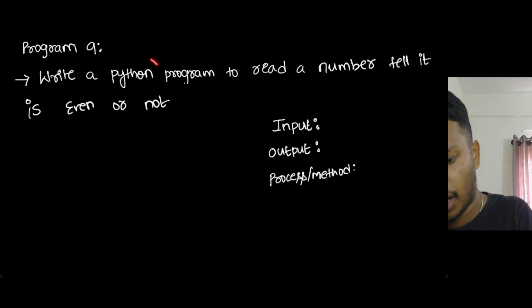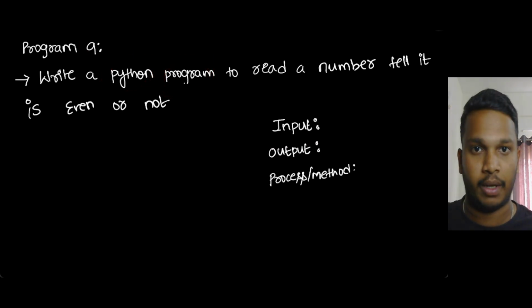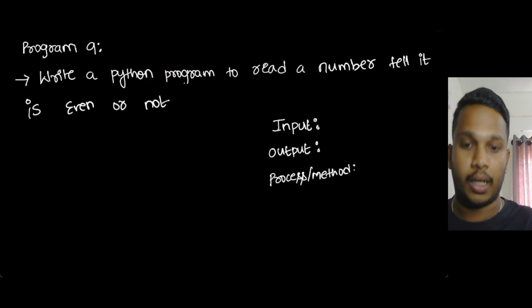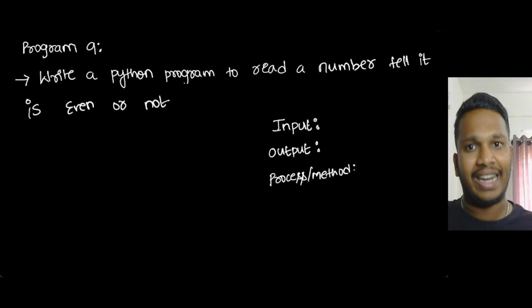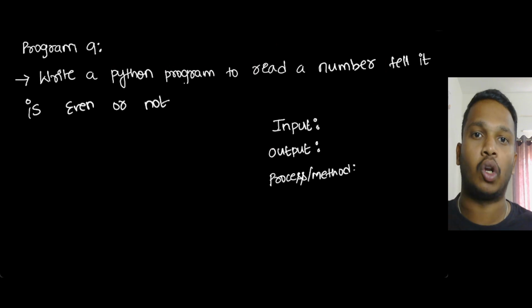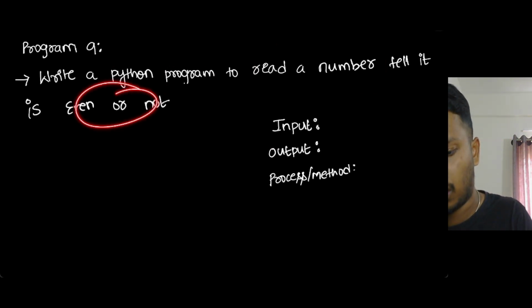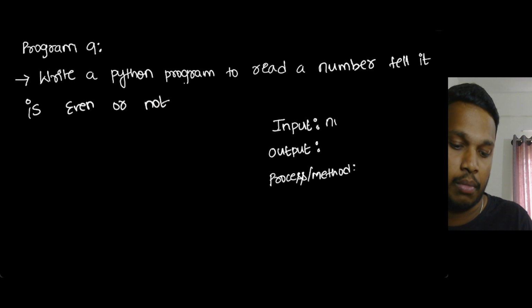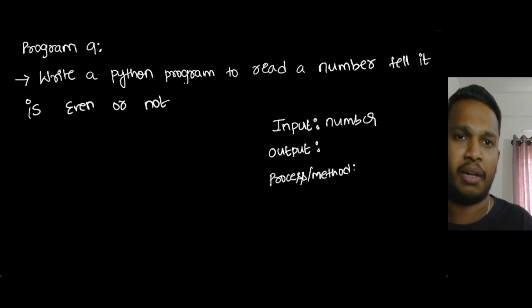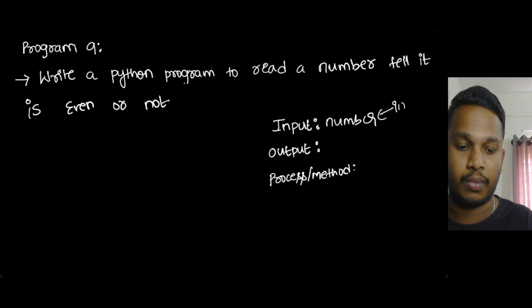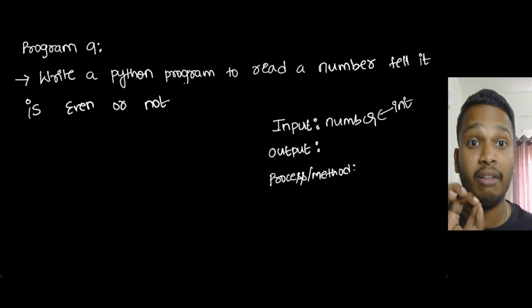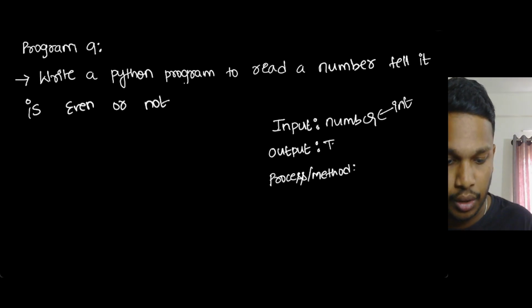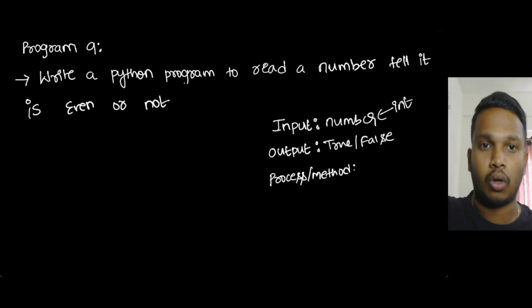Okay, we need to write a Python program that reads a number and tells whether the given number is even or not. We'll give a number. What is the data type of the number? Because it is a number, it is an integer, right? And we should tell true or false: whether the given number is even or not.